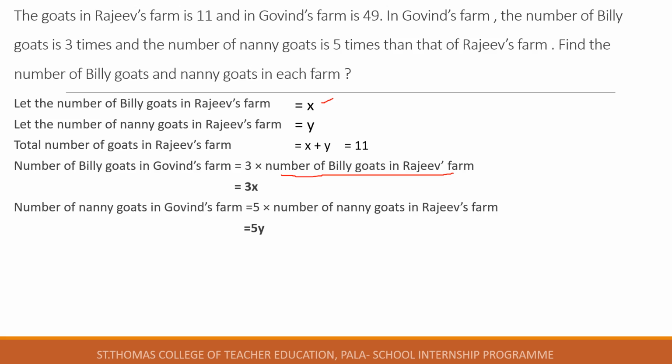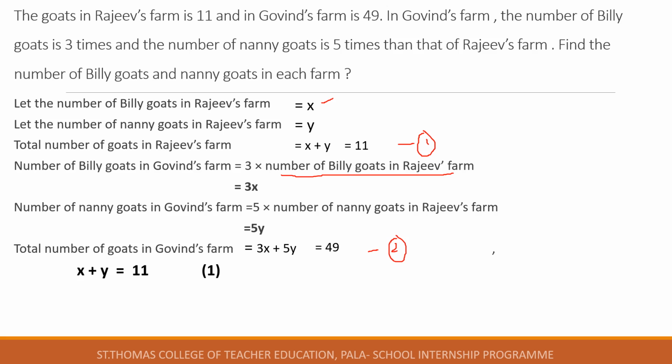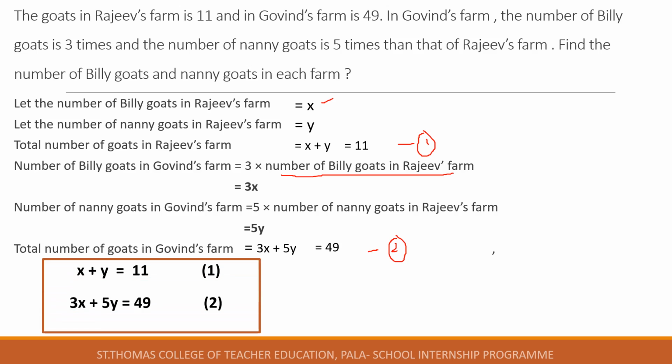Good. Now, it is given that the number of goats in Govind's farm is 49. So the total number of goats in Govind's farm can be written as 3x plus 5y, and that is 49. See, we got two equations. This is 1 and this is 2, isn't it? The first equation is x plus y equal to 11 and the second is 3x plus 5y equal to 49. Good.